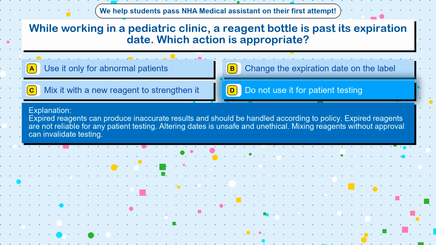Expired reagents can produce inaccurate results and should be handled according to policy. Expired reagents are not reliable for any patient testing. Altering dates is unsafe and unethical. Mixing reagents without approval can invalidate testing.